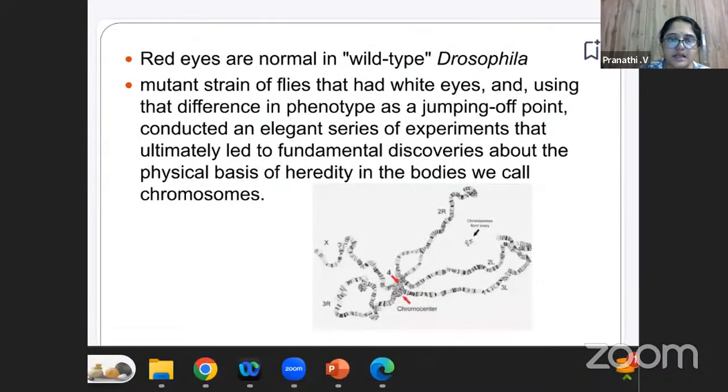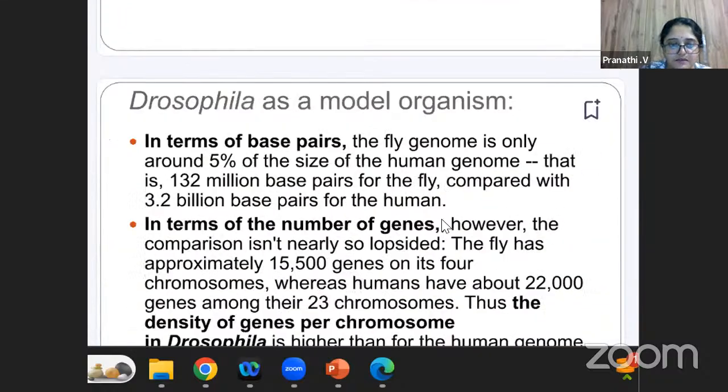And so red eyes are normal or wild type in the Drosophila, and mutant strains have white eyes. Again, this is because of the different kinds of experiments you can actually find, because of which they could find the chromosomal inheritance, in fact.